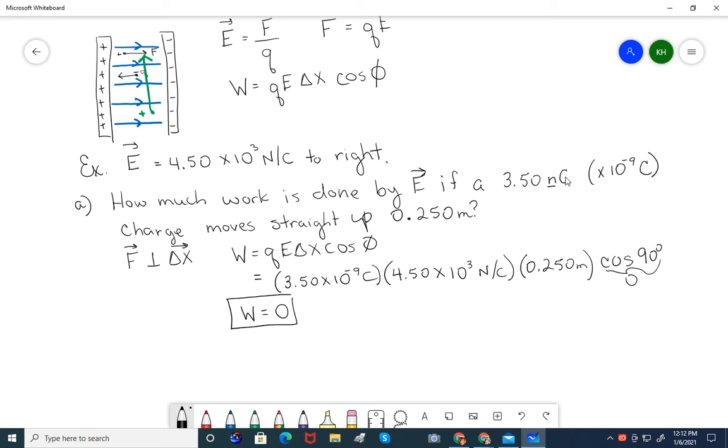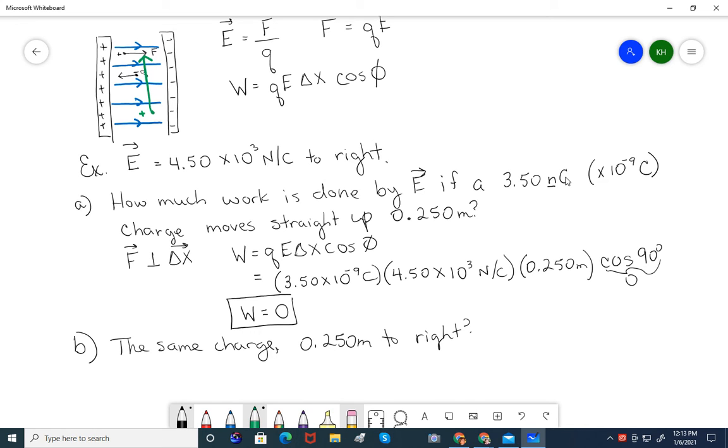It's just like when you slide a box across the floor, the normal force, which is perpendicular, is not the force that's doing any work. Okay, so let's change it. How much work is done if we take the same charge but this time it moves 0.250 meters to the right.